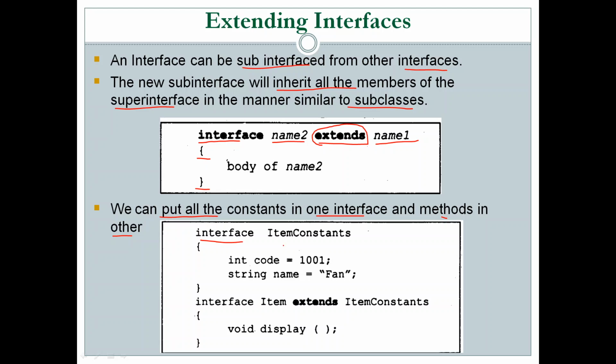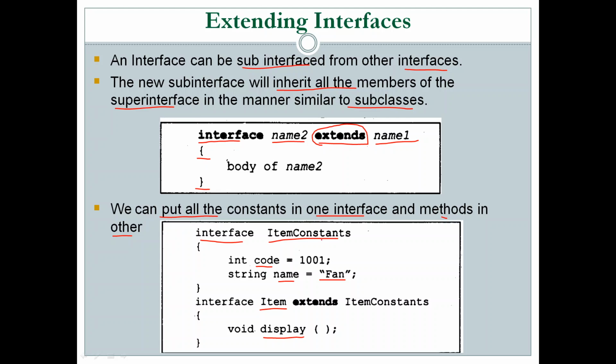We have interface ItemConstants, and this simply includes all the constant variables. You can see int code equals 1001 and String name equals fan. As we have studied, all the variables in an interface are by default constants. So even though these variables are not declared as final, by default they are final variables. Okay, then we have one more interface. The interface is Item, and this interface includes one method, display.